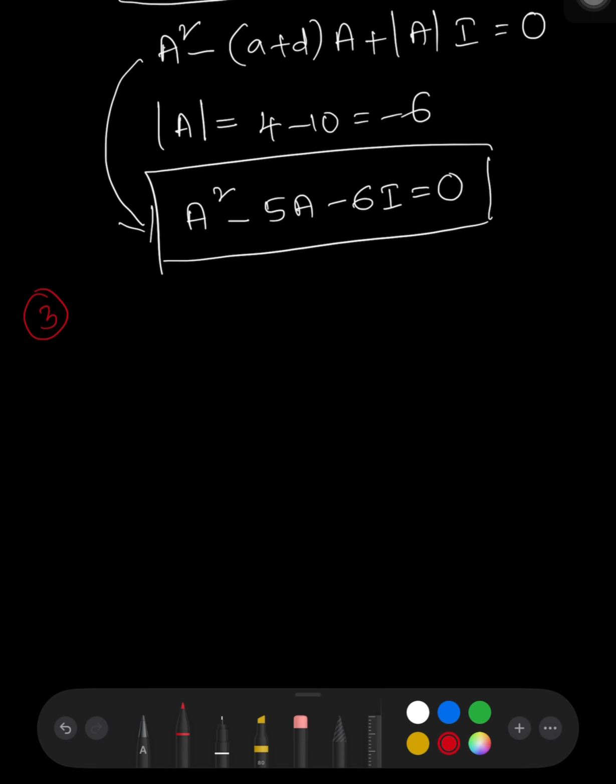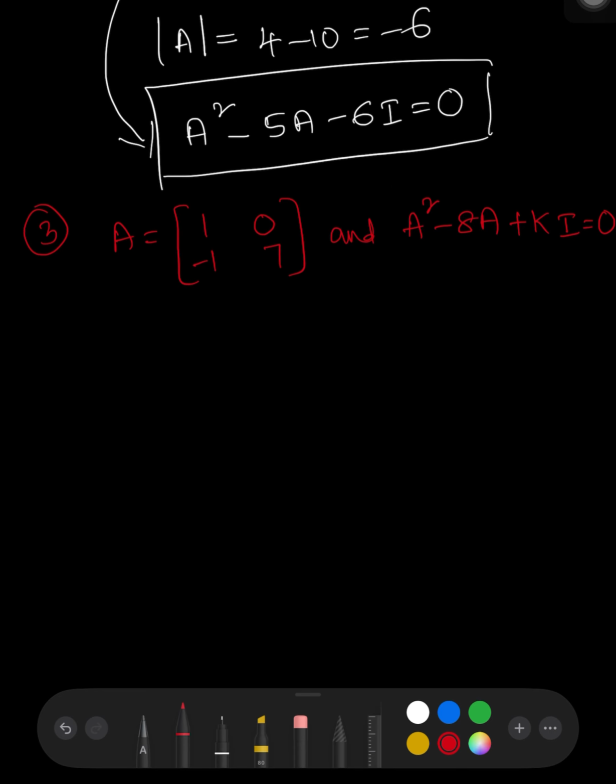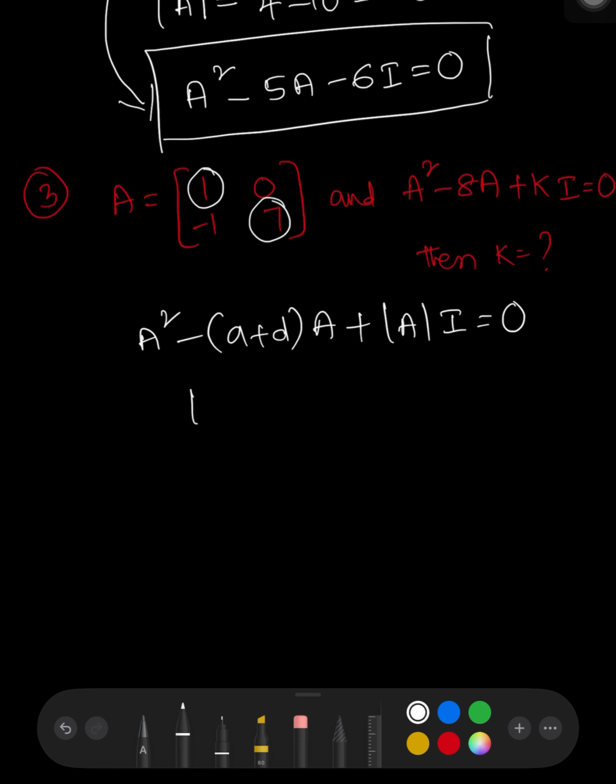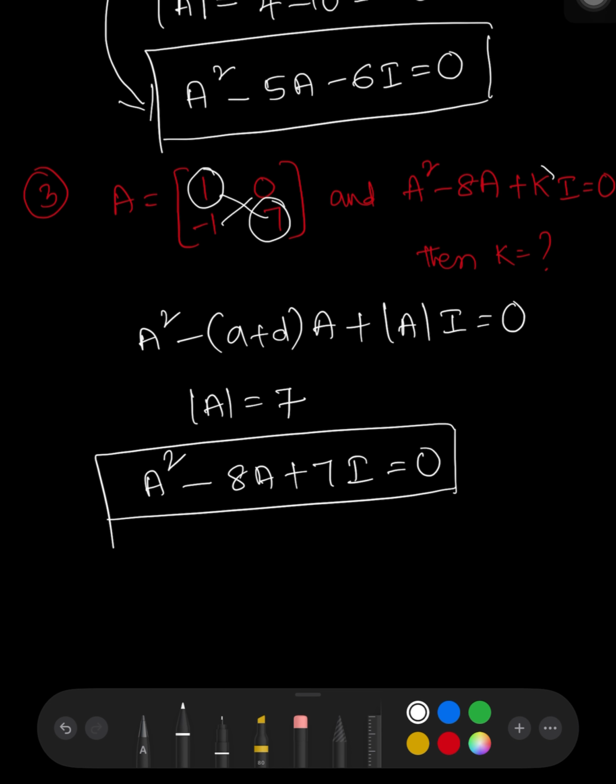Now move on to the next question. Suppose in the exam they ask a question like this: A equals [1 0; -1 7] and A square minus 8A plus kI equals 0. We need to find the value of k. Clearly here we have the equation A square minus (a plus d) into A plus det A into I equals 0. Here a is 1, d is 7. Clearly det A equals 7 only, since 1 into 7 and minus 1 into 0 becomes 0. So you can substitute the rest of the values: A square minus 8A plus 7I equals 0. This is the required equation. Now if you compare, what is the value of k? It is 7. So k equals 7.